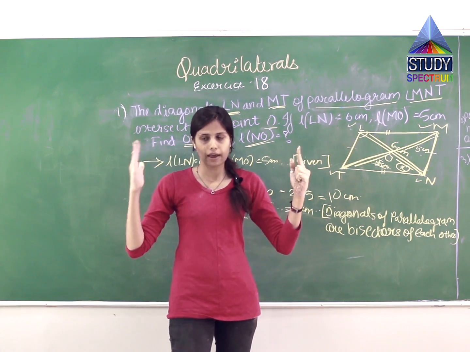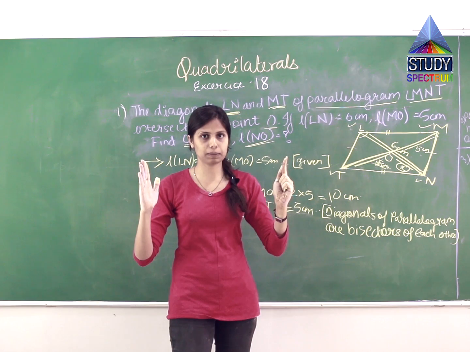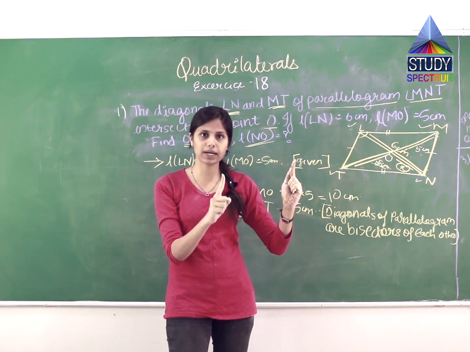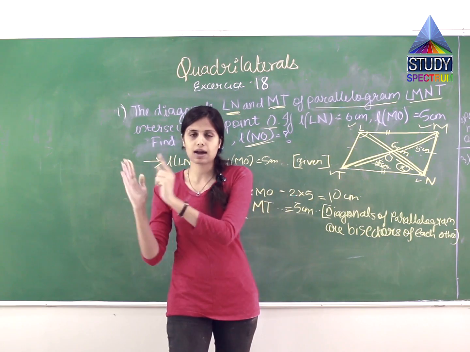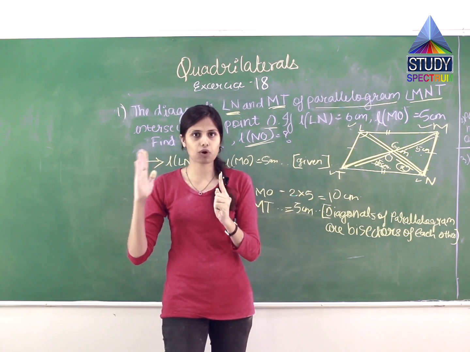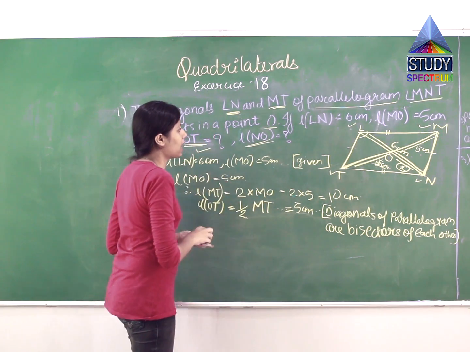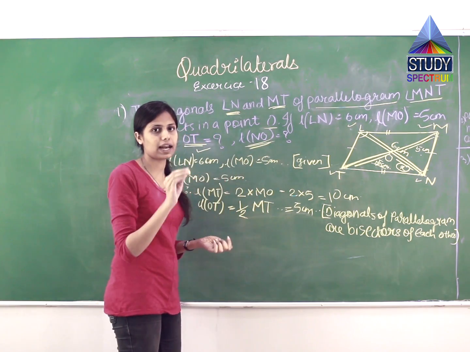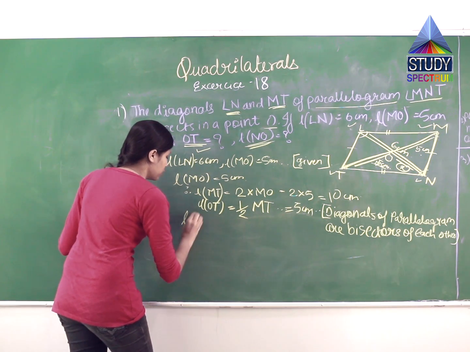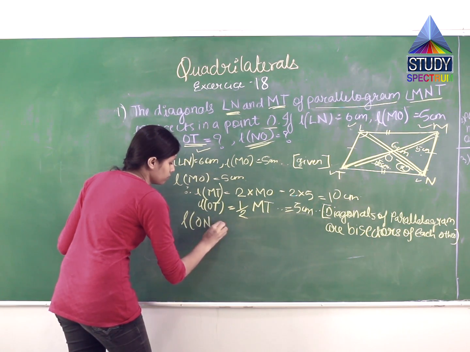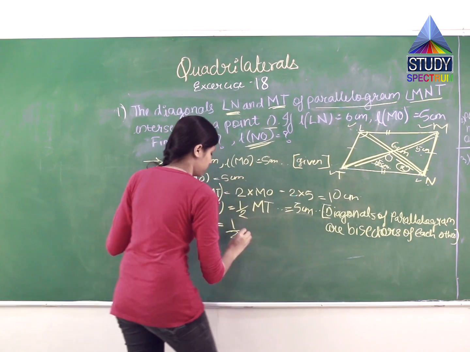So what is this? If L is here, N is over here, the total distance is 6 centimeters, and O is standing exactly in the middle. So half of 6 will be 3 centimeters, which means O is standing 3 centimeters away from L and 3 centimeters away from N. That is what they are asking: what is the distance between N and O? So 6 ka half, which is 3. You have to write it like this: length of ON is equal to half of LN.